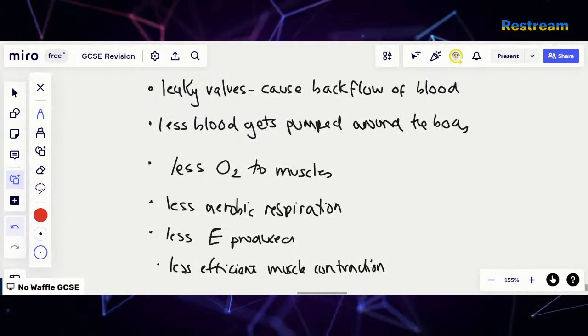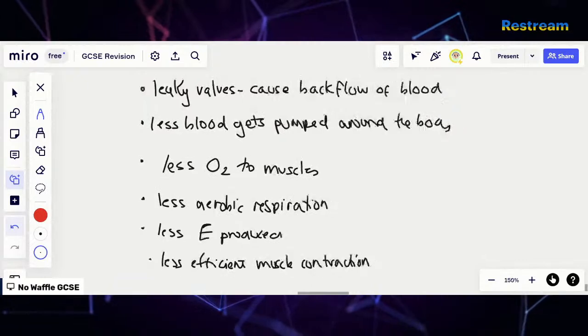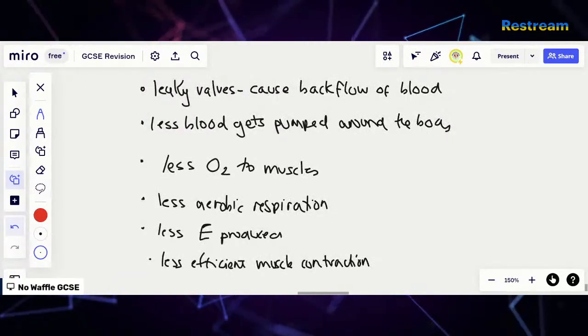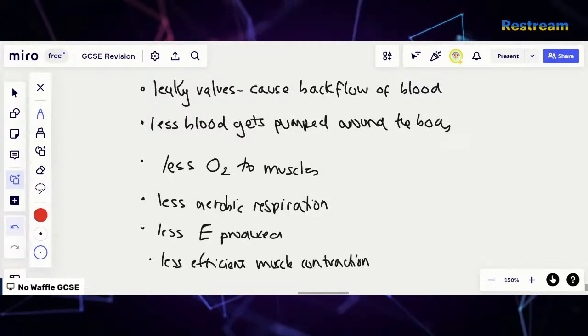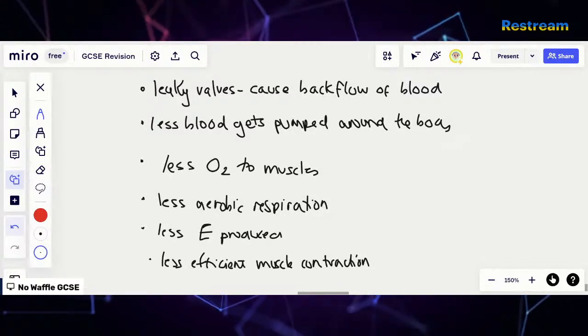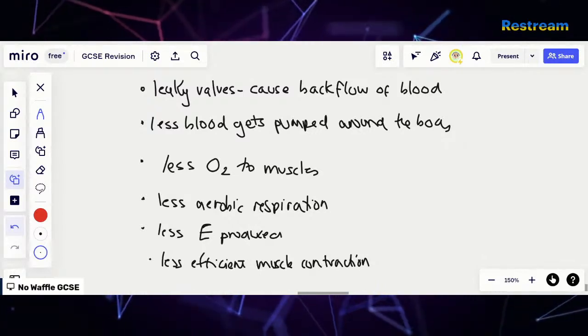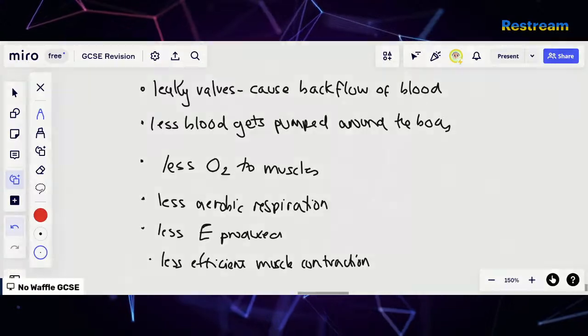And then you can also talk about how anaerobic respiration will start to happen, and this will cause an oxygen debt and then the buildup of lactic acid. But that is definitely going a bit above and beyond. This is all you have to say. If you say these steps, then you'll definitely get enough marks.